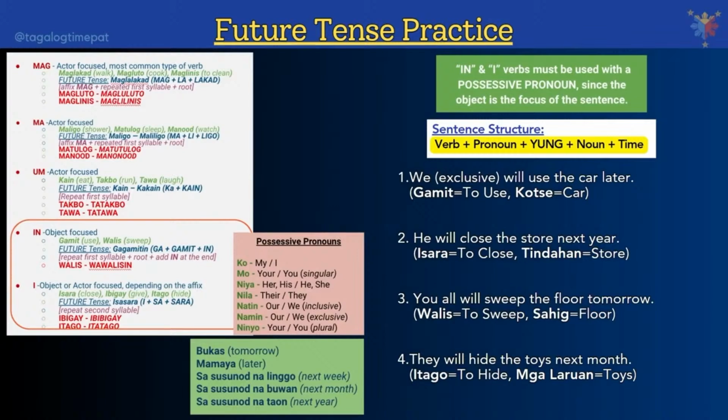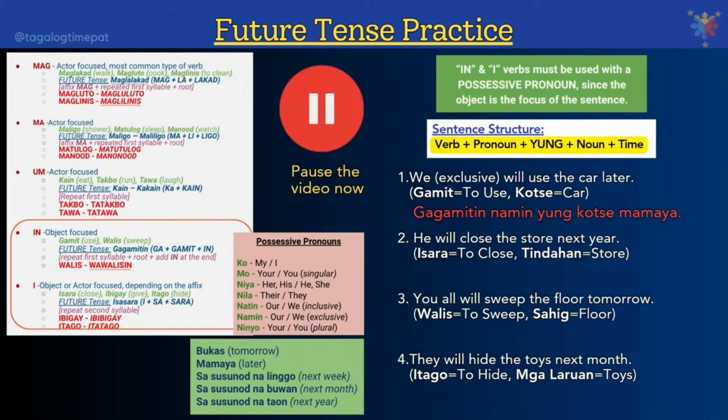We exclusive will use the car later. Gamit means to use. Coche means car. So let's take a look at the sentence structure. The verb should come first. So the future tense conjugation of gamit. Let's take a look at in verbs. Repeat the first syllable, then it's the root, then you add in at the end. So it would be gagamitin. Gagamitin, then it's we exclusive, namin, yung kotse mamaya. Gagamitin namin yung kotse mamaya.